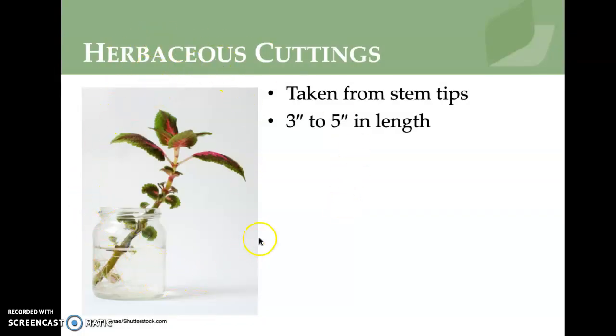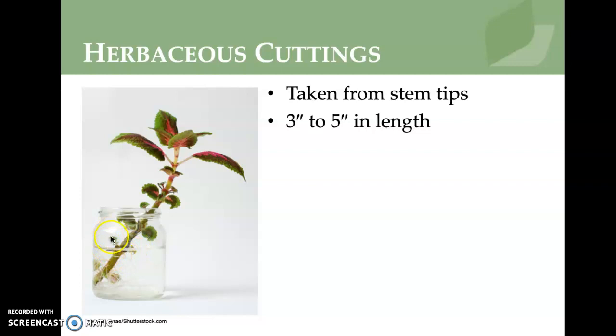This is what I do a lot of in the greenhouse. They can be taken from stem tips. They should be 3 to 5 inches in length. So this one's a coleus. All I did was take about a 5-inch section of the plant, cut it off there, and stick it in water, and you can see in the jar there's roots growing. All I did is stick it in water.